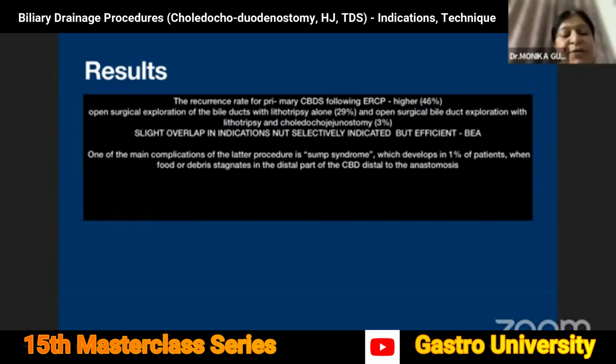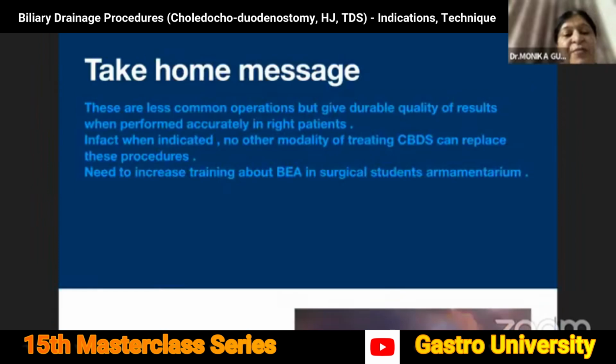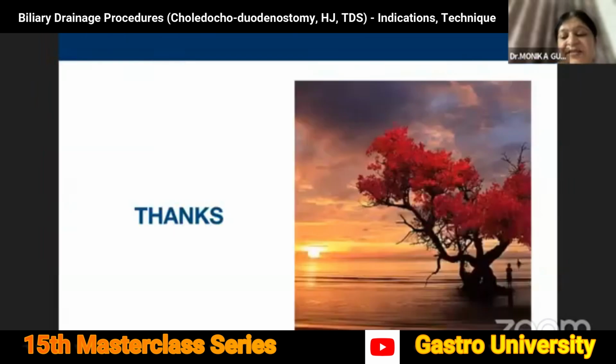One of the main complications of the latter procedure is sump syndrome, which develops in 1% of patients when food and debris stagnate in the distal part of the CBD, distal to the anastomosis. The take-home message is that these are less common operations, but give durable, quality results when performed accurately in the right patients. In fact, when indicated, no other modality of treating CBD stone can replace these procedures. We need to increase the training in bilioenteric bypass procedures in the surgical student's armamentarium. Thank you all for listening.